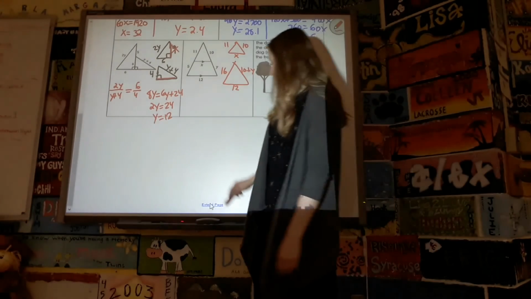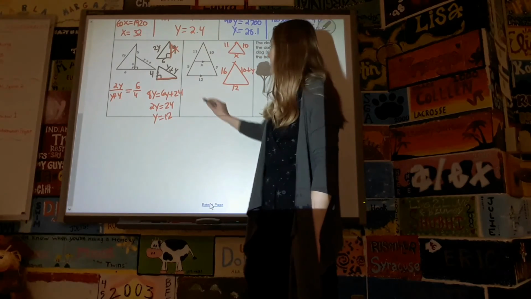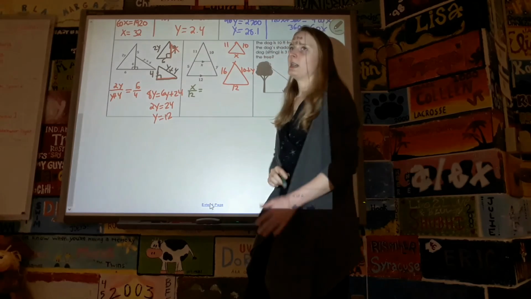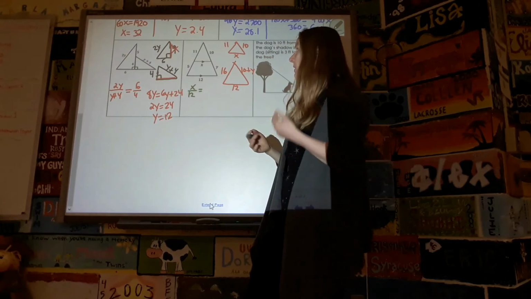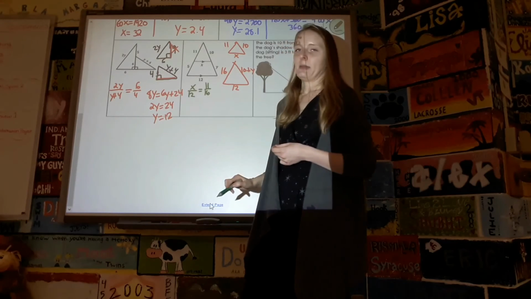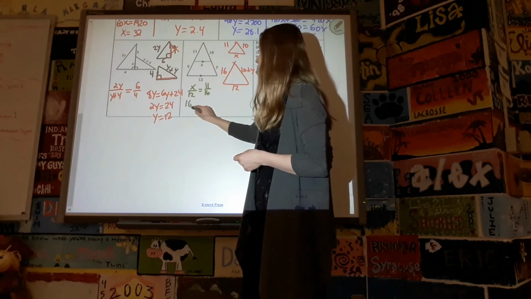So if I'm starting with x, I'll change colors. If I start with x, that corresponds with the 12. And then the two sides that don't have variables that I would use for the other ratio are the 11 and the 16. So I would use 11 over 16, keep the order the same, cross multiply.